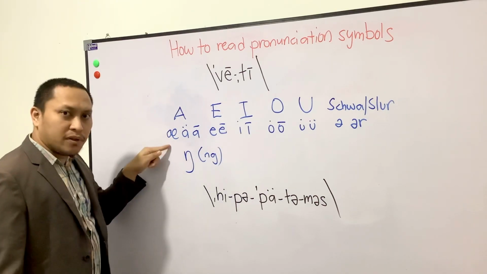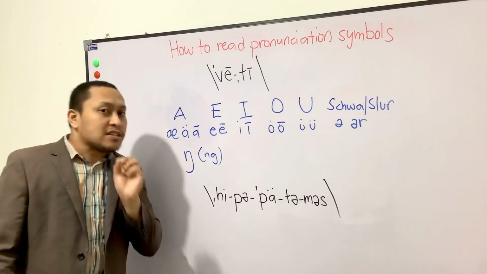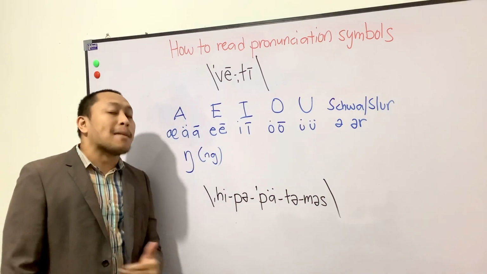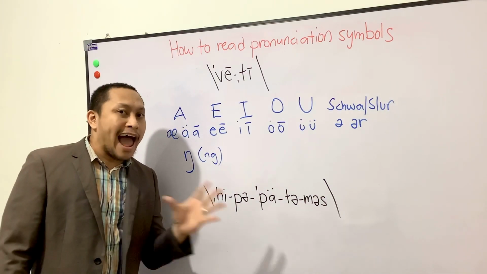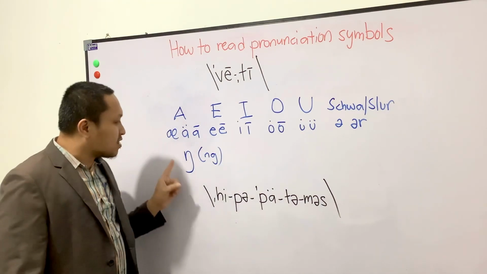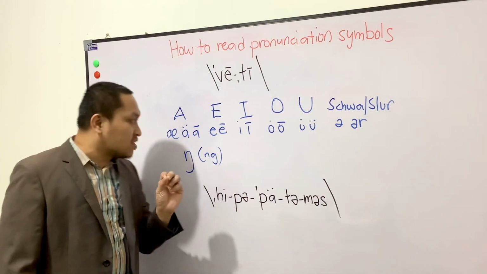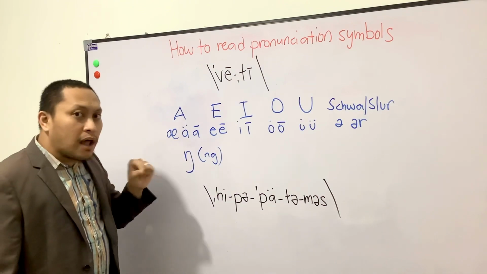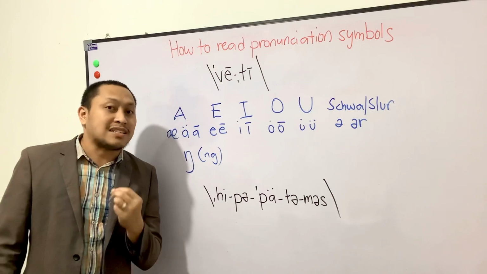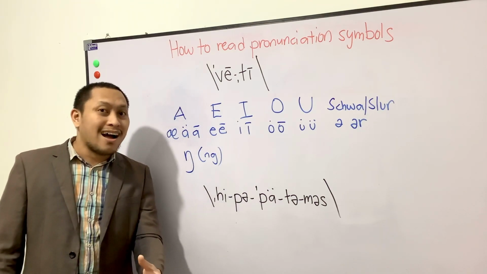When you see this symbol here, it's like a combination or hybrid of A and E. This sound is the American A, and the sound is "a." Remember that. Once again, if you see a symbol like this, it's the American A. If you see a symbol like this, a small letter a with two dots above it, this sound is the Italian A, and the sound is "ah."